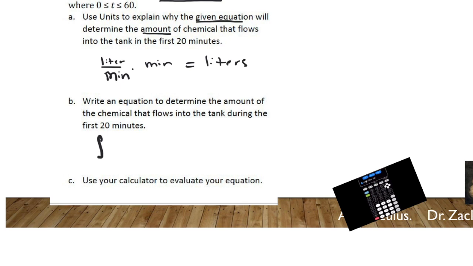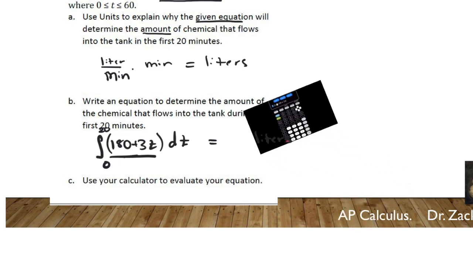So if we integrate a rate, that being 180 plus 3t, and multiply it by dt, remember, this is now liters per minute multiplied by minutes. We're going to end up with the amount of a liquid, and in this case that would be the liters of chemical. And we integrate from 0 to 20.